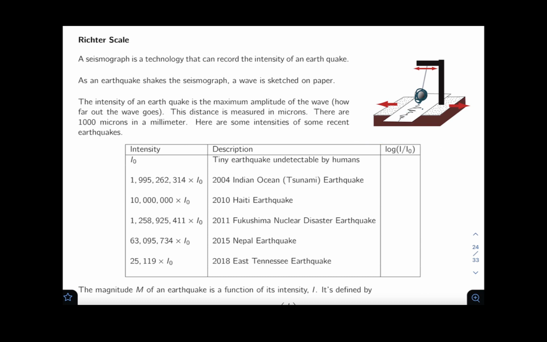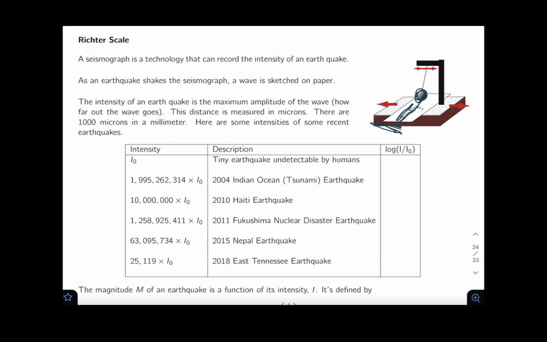And what we actually measure to decide how intense an earthquake was is how far out from the middle these lines go. So what is the furthest distance out that wave moved, compared to if the ball had not moved at all?